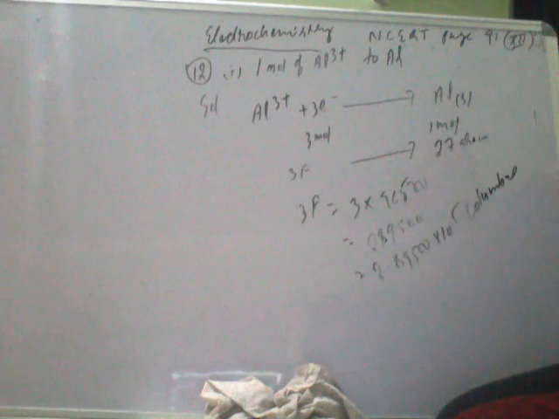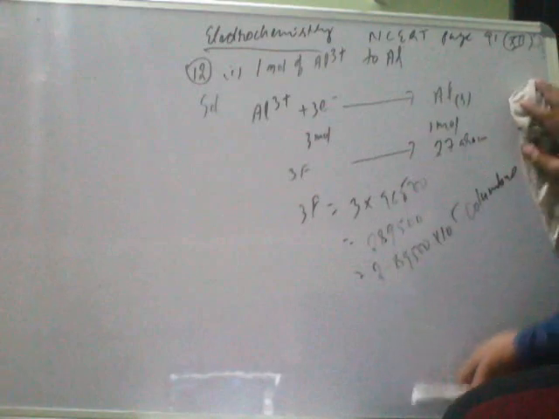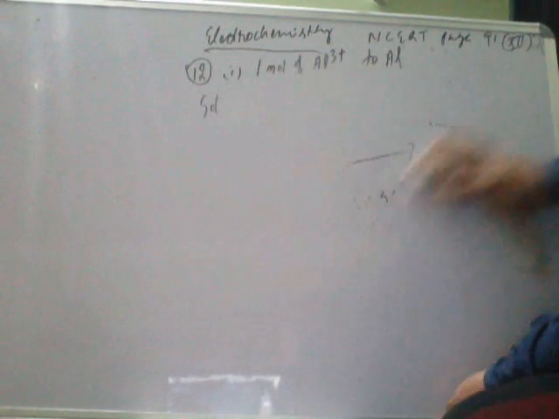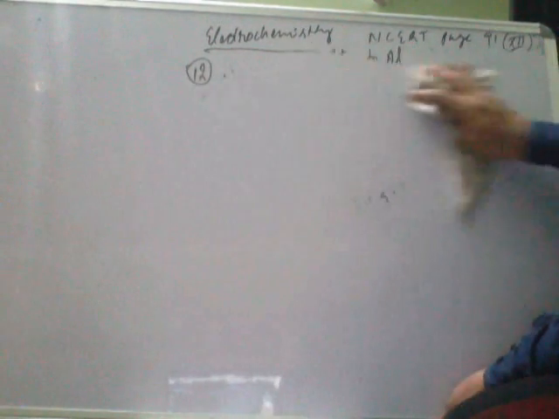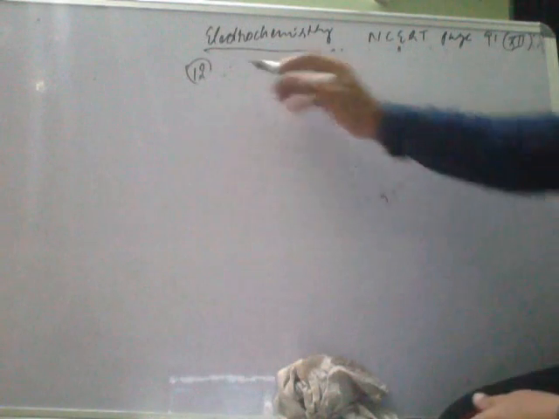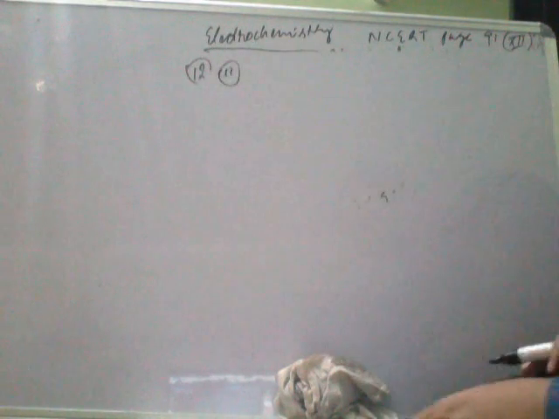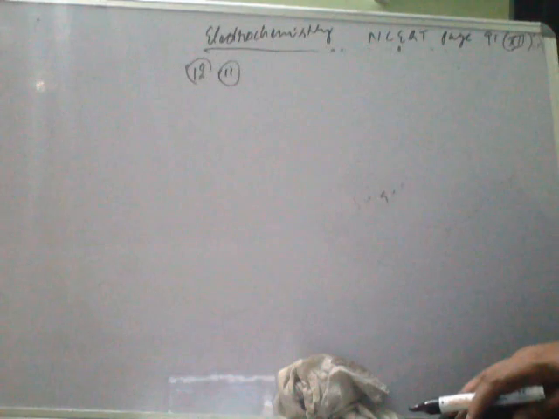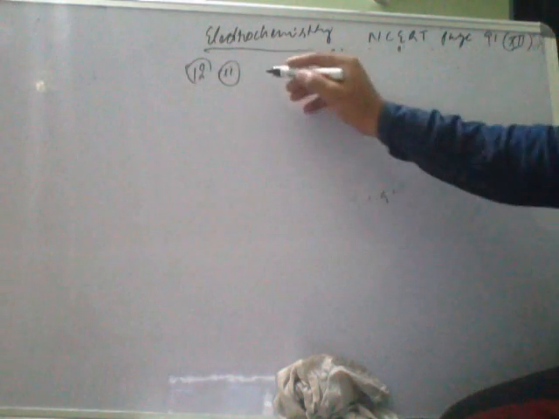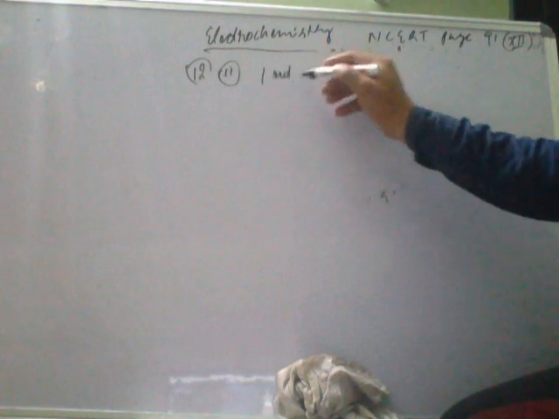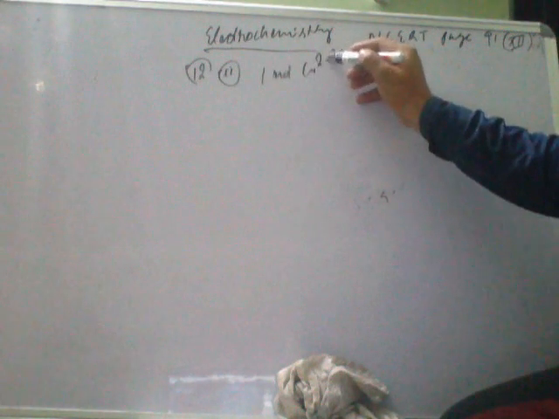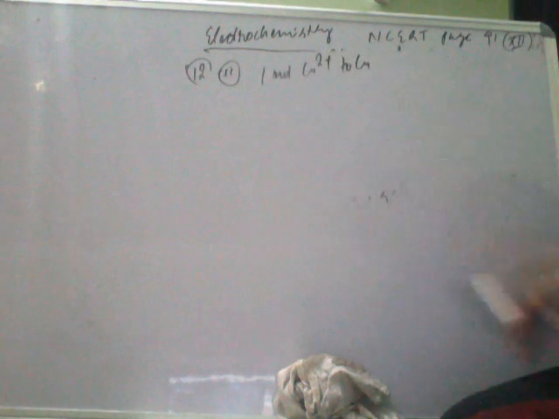Okay, so this is a very simplistic question. Number of electrons you count, and you multiply by Faraday. Now come to the next portion of the question. How much electricity is required for 1 mole of Cu2+ to Cu? Here the amount is 1 mole, Cu2+ to Cu, right?